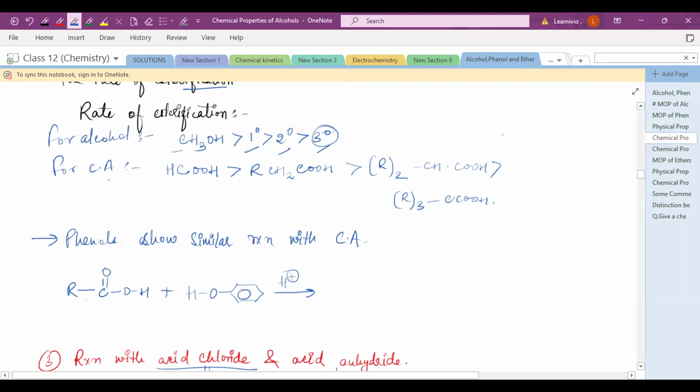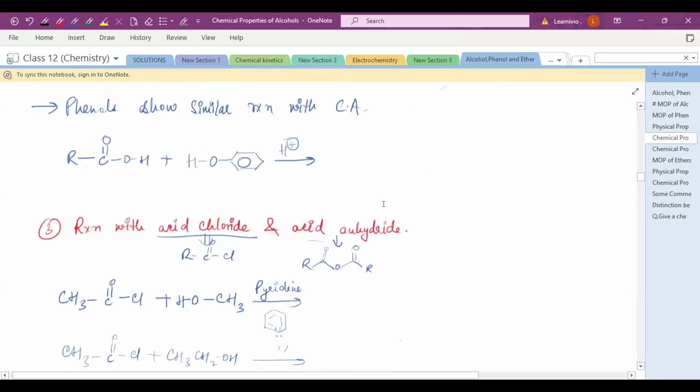For the carboxylic acid, what will be the rate of reaction? So it will be in formic acid, HCOOH. इसमें सबसे fast होगी, right? Because here no bulky group is present, no alkyl group is present. In the second, RCH2COOH, means the primary, then your secondary carboxylic acid, then your tertiary. So this is the rate of reaction, esterification reaction.